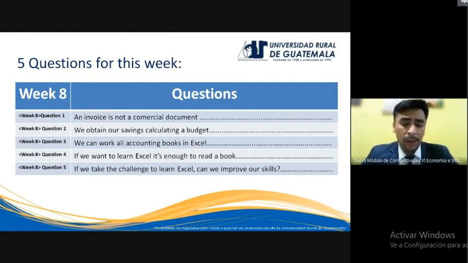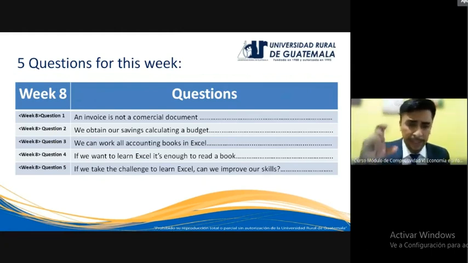And number 4, if we want to learn Excel, it's enough to read a book. Please read it slowly. If we want to learn Excel or improve Excel, it's enough to read a book, or we need another thing? Think. And the last one, number 5, if we take the challenge to learn Excel, can we improve our skills? Please take note, please take a screen, or watch again this document.